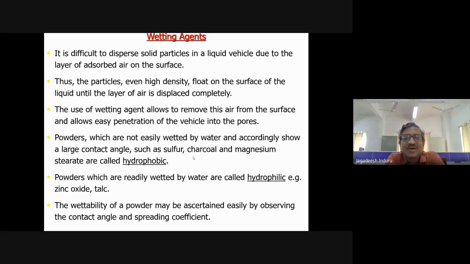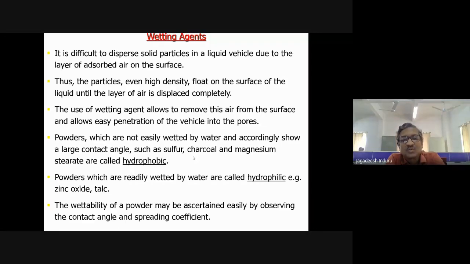In a similar way, what we are going to do here also, in the pre-formulation studies, is decide how much volume of the continuous phase containing wetting agent is to be used, so as to prevent this particular problem. Powders which are wetted by water, hydrophilic in nature, like zinc oxide, and most of the time talc, zinc oxide and other materials will not have any problem. The wettability of the powder may be ascertained easily by observing the contact angle and spreading coefficient.